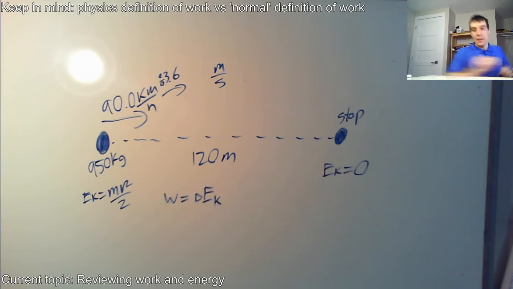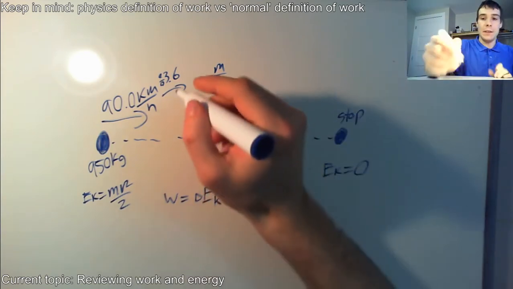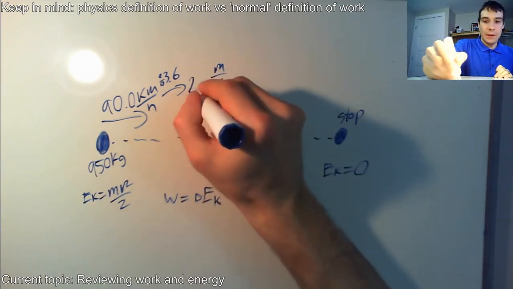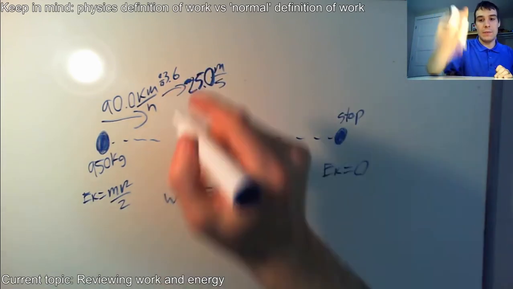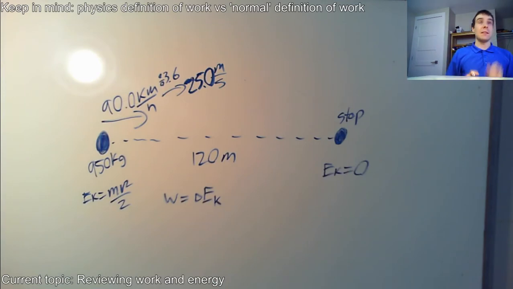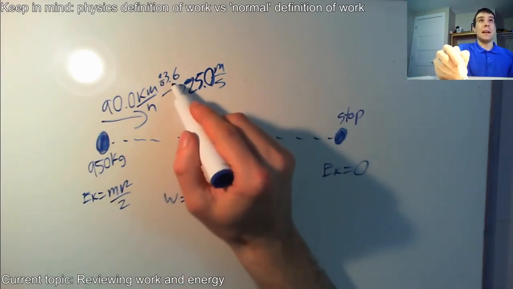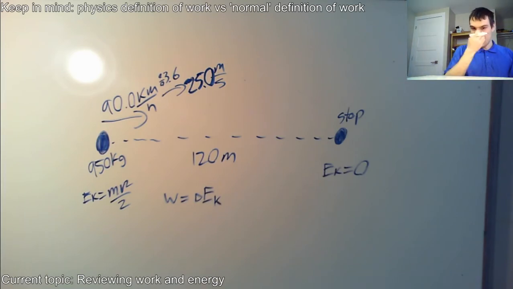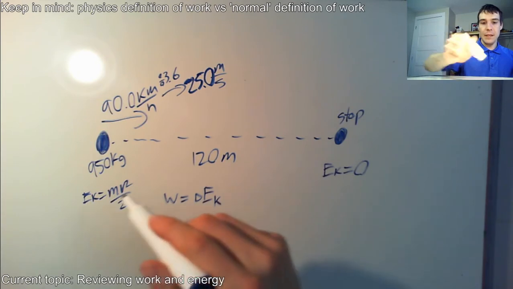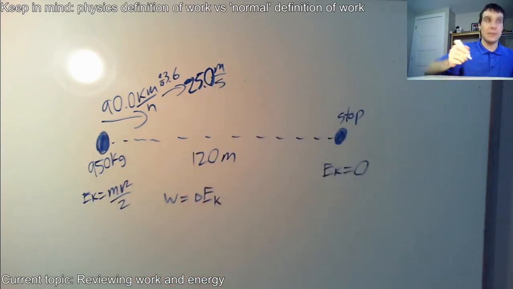You've served us well. So it is 25.0. We have to keep our sig digs. 25.0 meters per second. The 3.6 is exact, so we have as many sig digs as we want in that 3.6. So 25 meters per second. That's our starting speed.